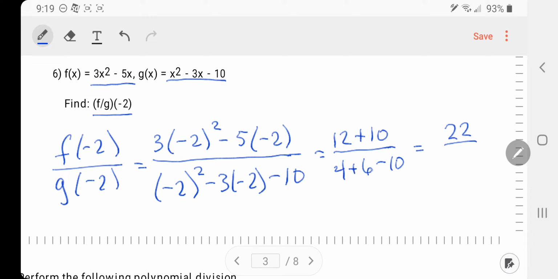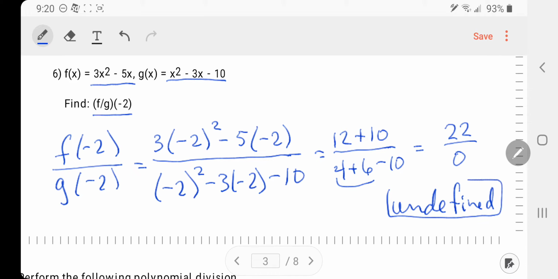4 plus 6 is 10. Whoops, 4 plus 6 is 10. 10 minus 10 is 0. Wow, does anybody remember what happens when you get a 0 in the bottom? That is undefined.